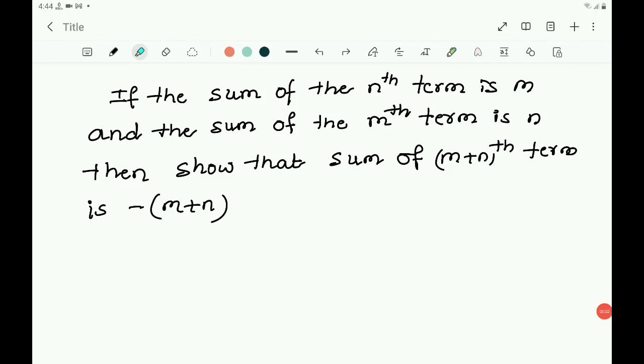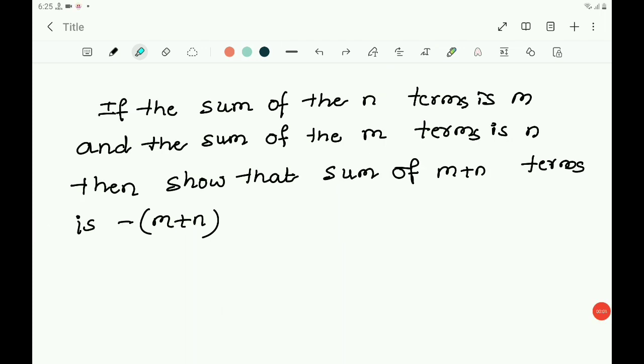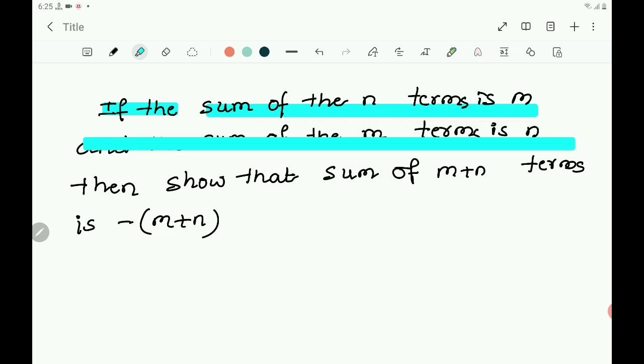Dear children, now let us solve the higher order thinking question from the arithmetic progression chapter. Let us read the question. If the sum of the n terms is m and the sum of the m terms is n, then show that the sum of m plus n terms is minus of m plus n.